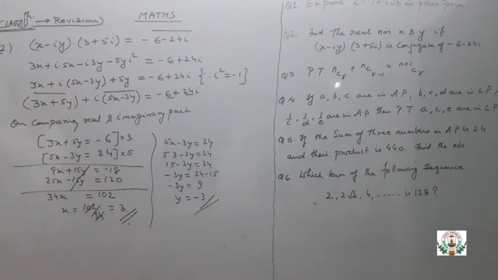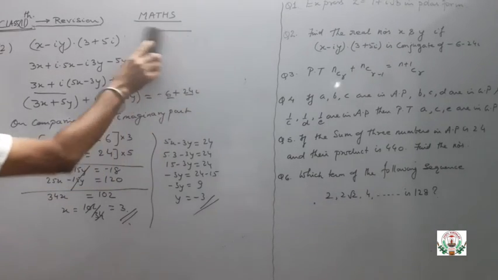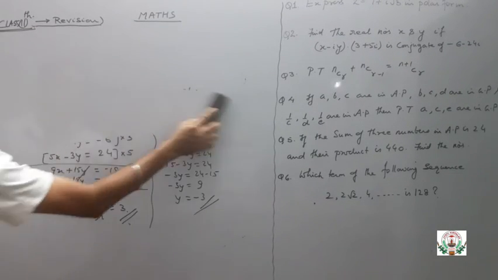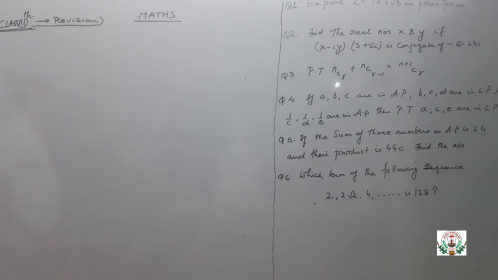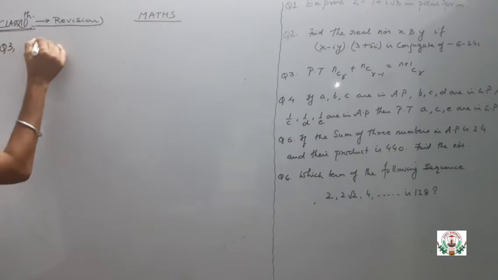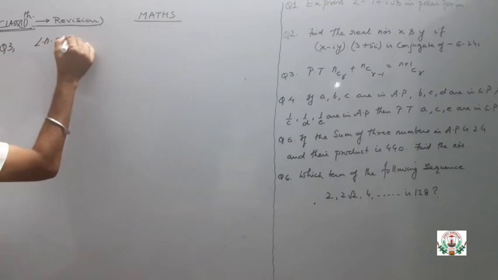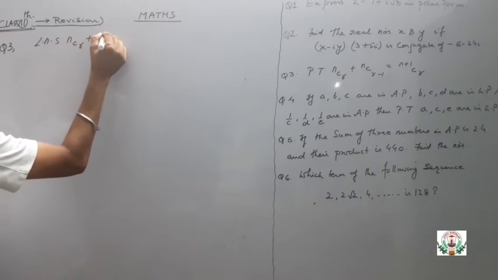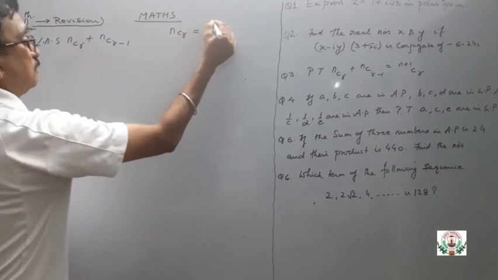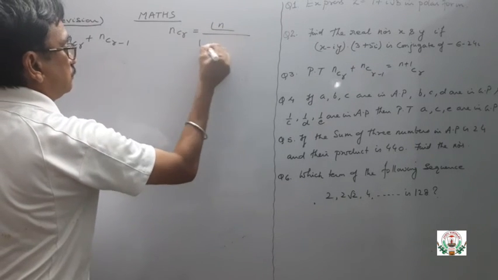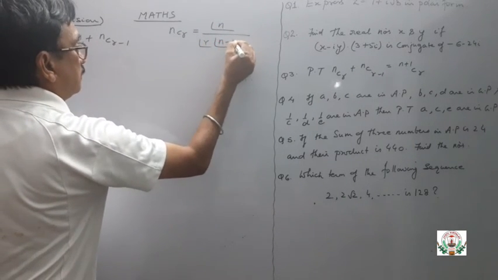Let's move to the next question. That is our article from the permutation and combination. NCR question number 3. LHS we can take nCr plus nCr minus 1. As we know the formula nCr is factorial n upon factorial r factorial n minus r.